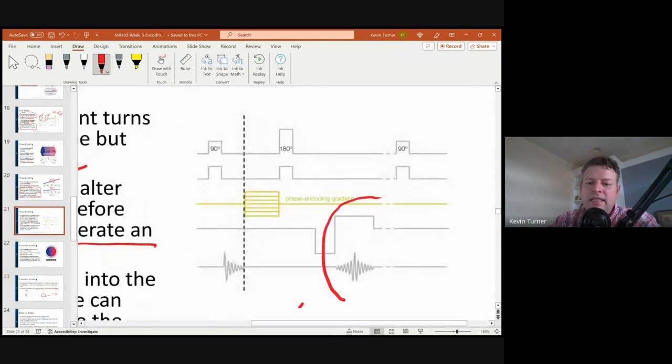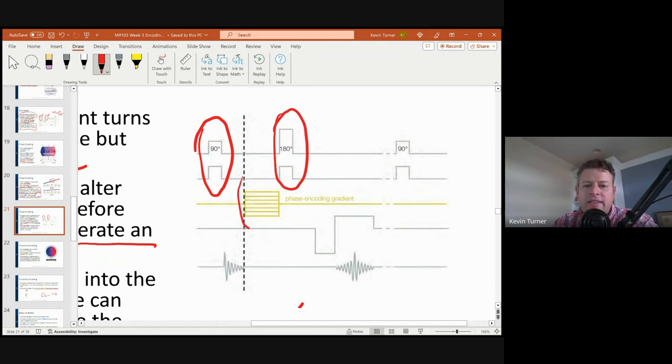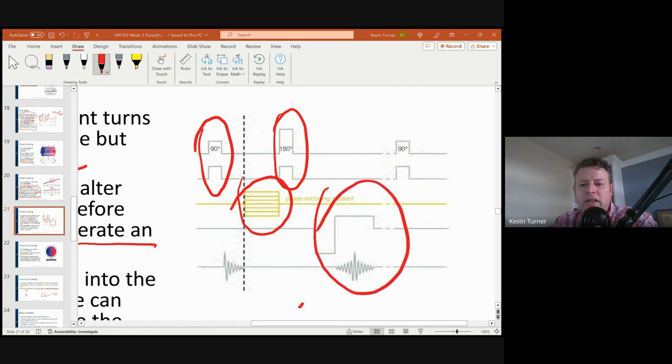So frequency encoding happens here when the echo is being generated, right? So RF energy happens with the slice select gradient. Phase encoding happens between the two RF pulses, and the frequency encoding gradient is turned on while the echo is being generated. We have to turn on the frequency encoding while the echo is being generated because when we turn on a gradient, it changes frequency. But when we turn off the gradient, frequency goes back to the main magnetic field. So if we want the change in frequency from the frequency encoding gradient to show up in the echo, then we have to turn it on while the echo is being generated. The slice select gradient just aims the RF energy for us.